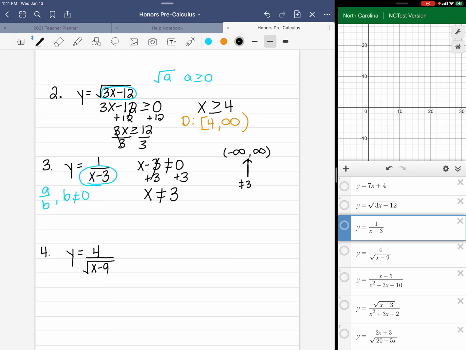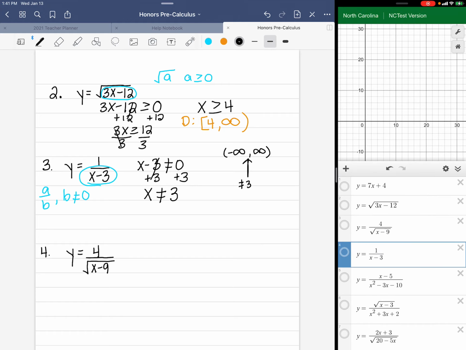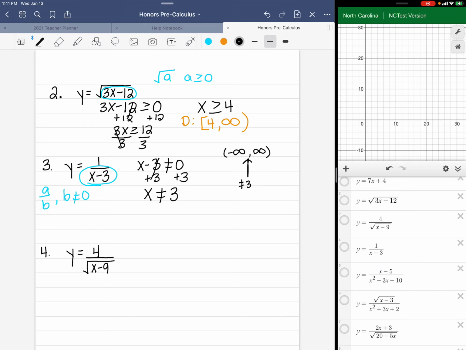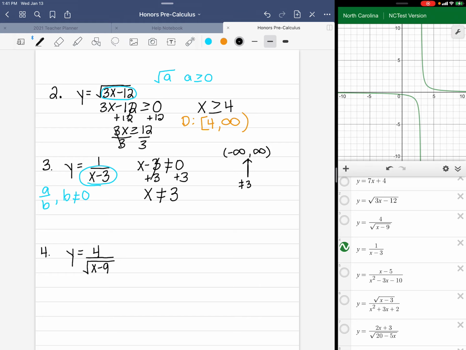So if I look at this graphically, I can see my graph here. I can see that it does have an infinite discontinuity. But I can also see that as I'm moving along my line, it's going to approach 3, but it's never going to actually cross at 3 for my graph here. So I'm looking at this and I can see that I have a vertical asymptote at 3.